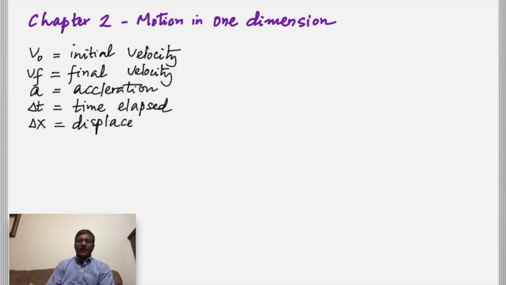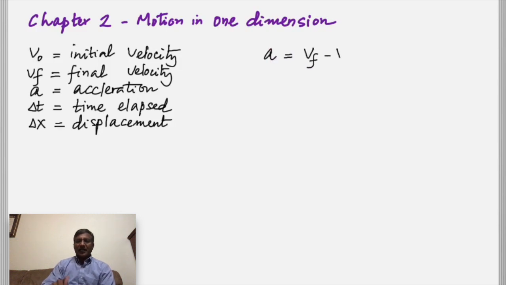So these are the five quantities, and initial velocity and final velocity both are measured in meter per second. Acceleration, the unit is meter per second squared. Time is in seconds, and displacement is in meters. So those are the units. Now let us take a look at those equations.